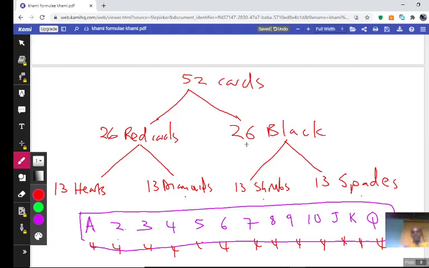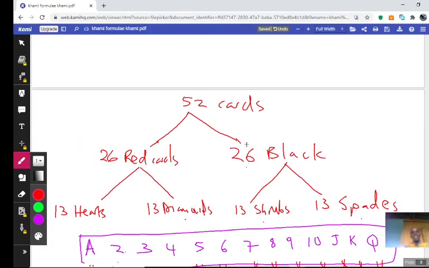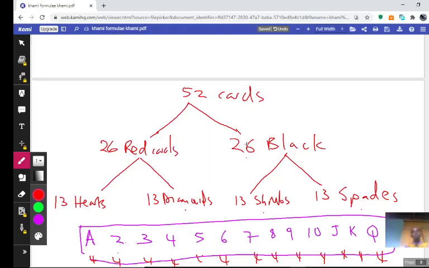Right. Then based on this, if a card is picked at random from a pack of 52 playing cards, what is the probability of picking a red card? You can just look here. How many red cards do we have? We have 26 red cards over the total number of all possible outcomes. That is the total number of cards. In this case, it will be 26 over 52. What do you get? It will be 1/2, right?